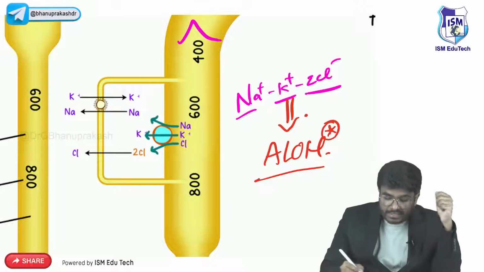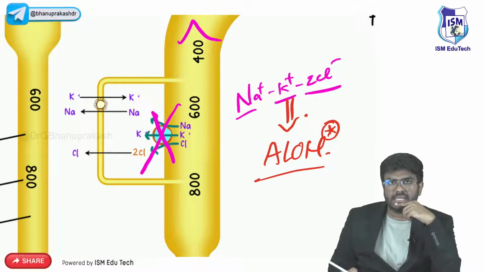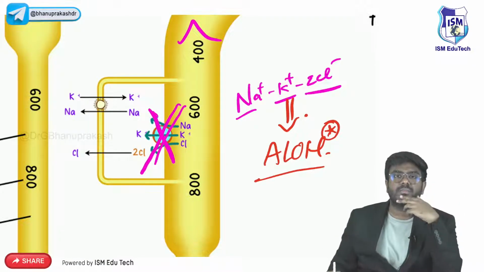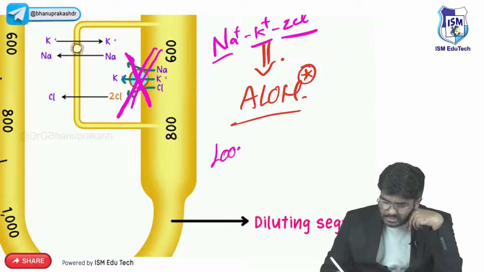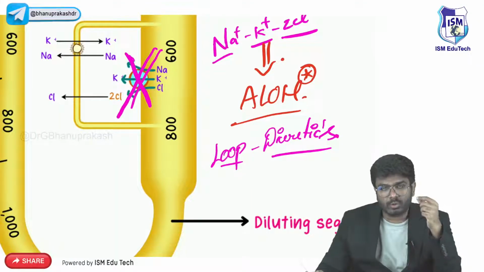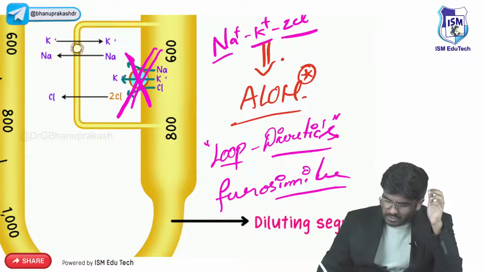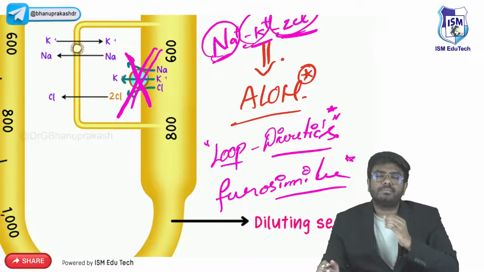MCQ. And it is blocked with the help of a diuretic. A drug will block this. Can you tell me what this drug is? Can you at least think yourself? A drug is going to block the sodium, potassium, 2-chloride importer. What is that drug called? That is called loop diuretics. So loop diuretics are going to block the sodium, potassium, 2-chloride importer, and the example of a loop diuretic is furosemide.